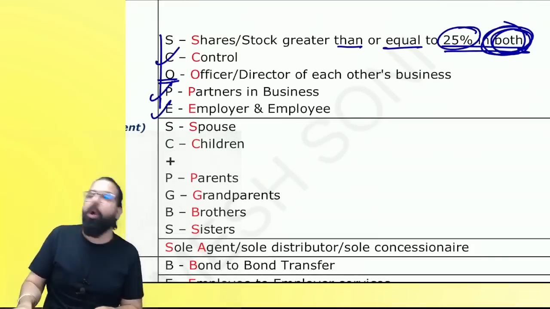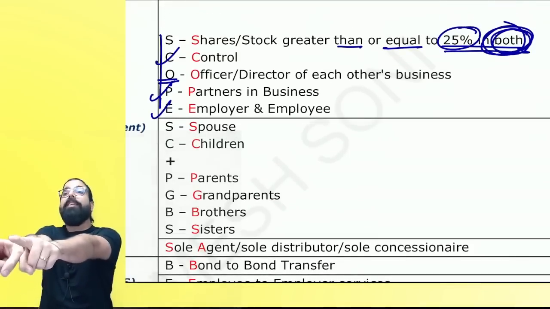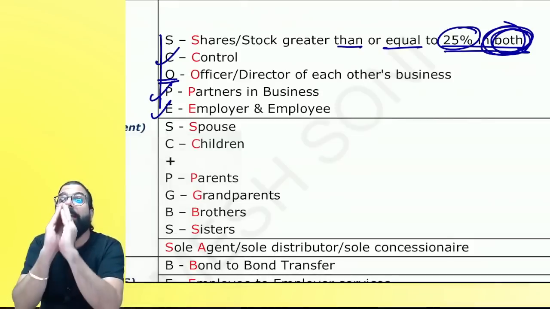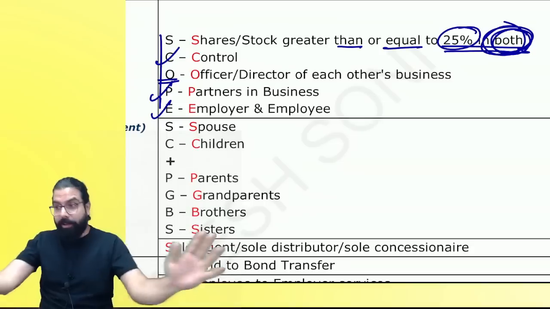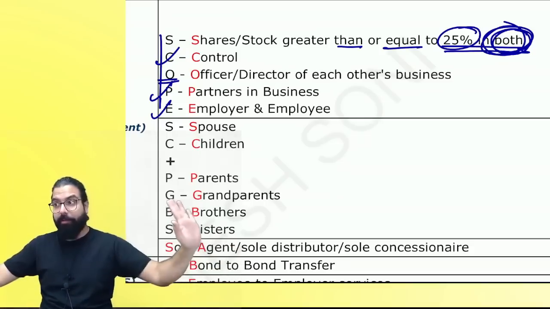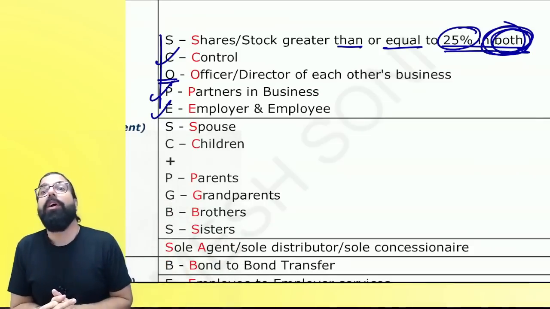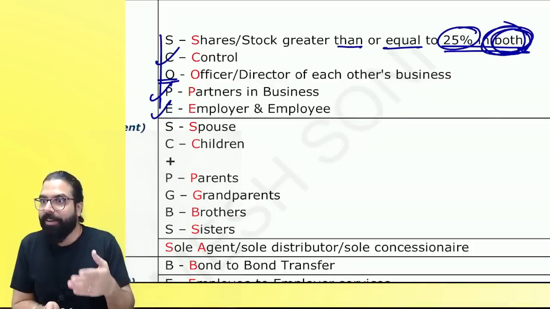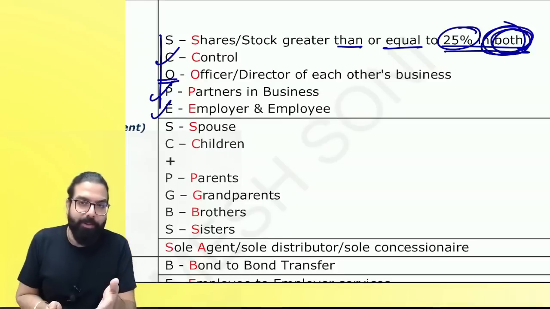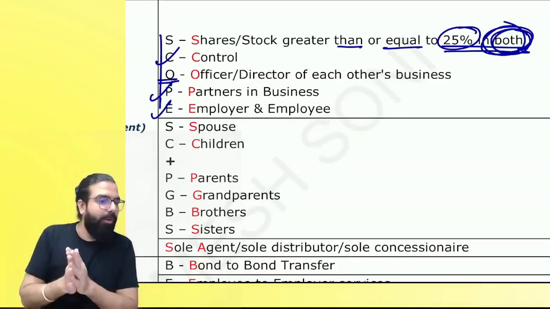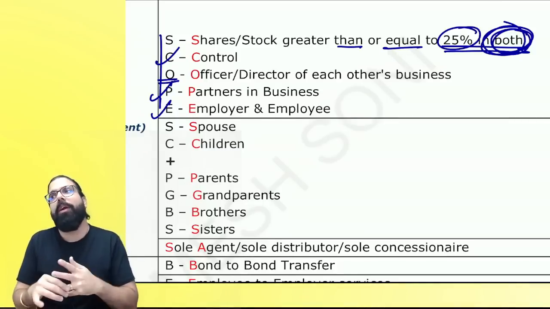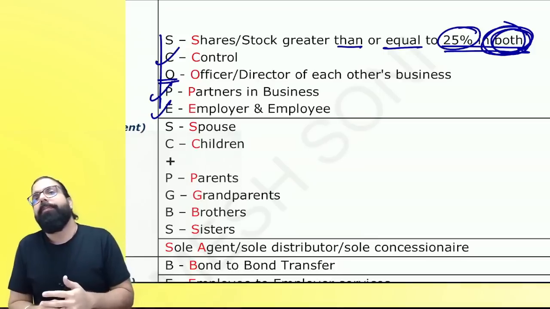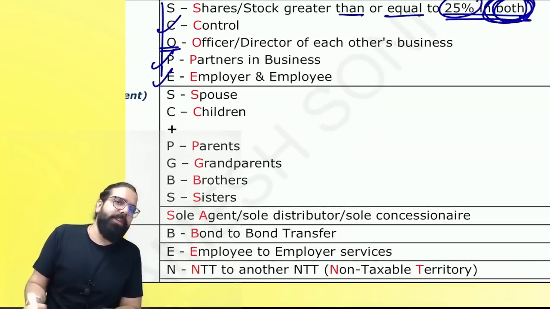Remember one thing. Scope. What is scope, everyone? Shares greater than or equal to 25% in both. Then these two will become related. These two never. Can I go ahead, everyone? C for control. Oh, people, you have to talk with me. It's not my revision, it's your revision. Can I go ahead, everyone? People watching at home, you have to revise with me. O for officer or director, P for partner, E for employer, employee are always related.